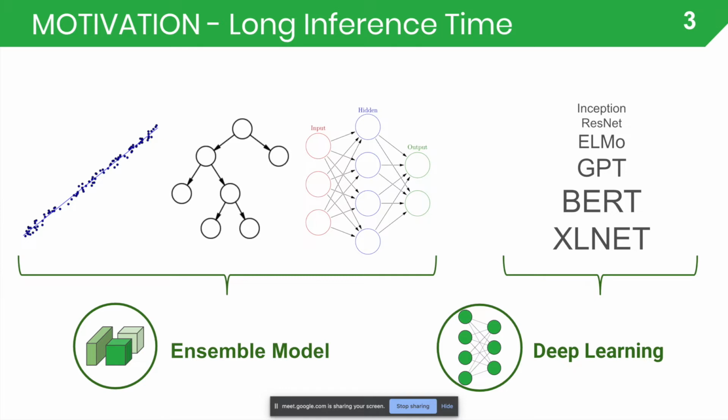So most of today's best performing algorithms belong to one of these categories. The ensemble model, which aggregates predictions from algorithms of very different nature, be it linear, decision trees, SVMs, and so forth, and deep learning algorithms, which have a tendency to get bigger and deeper every year, like in NLP, the recent Elmo, BERT, or XLNet. Models in both of these categories suffer from a very long inference time, which makes them impractical to use in production.